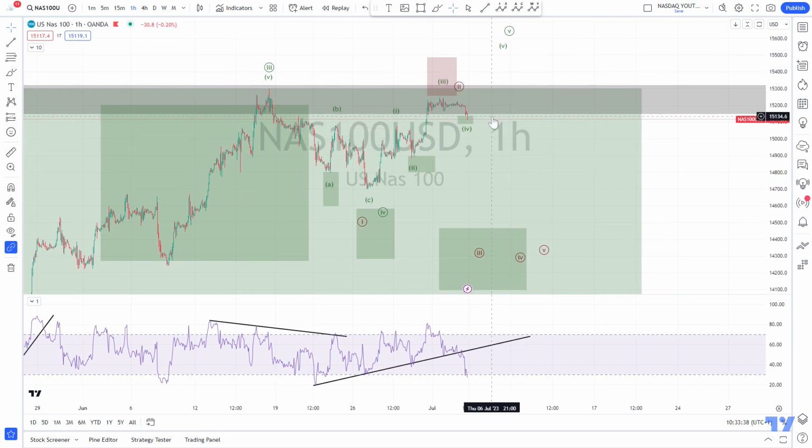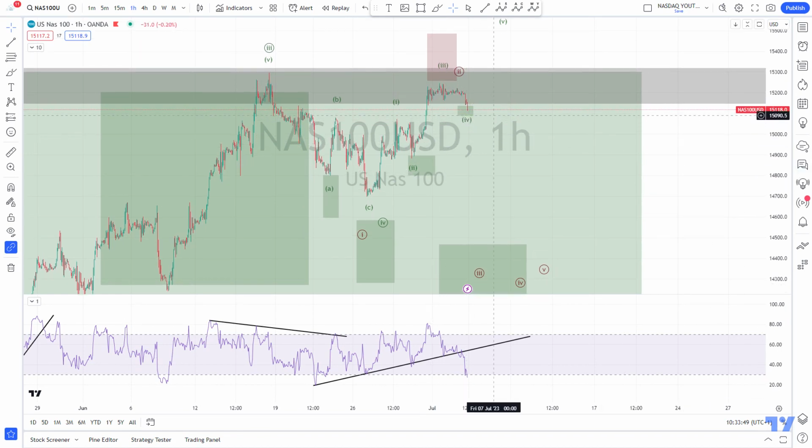I think this structure will be completed soon. I don't think there is much more upside, and that's why I also told you to take some partial profits here. If you did, you could actually re-enter here as a wave 4.